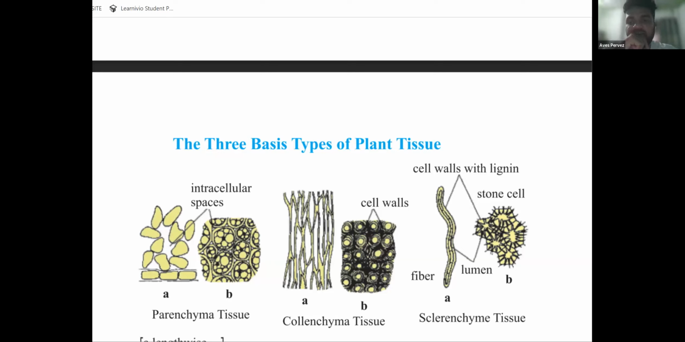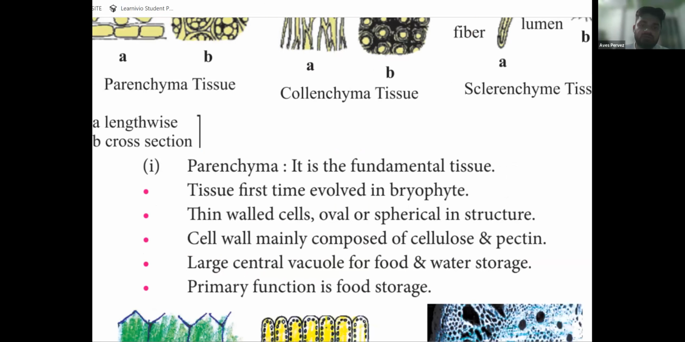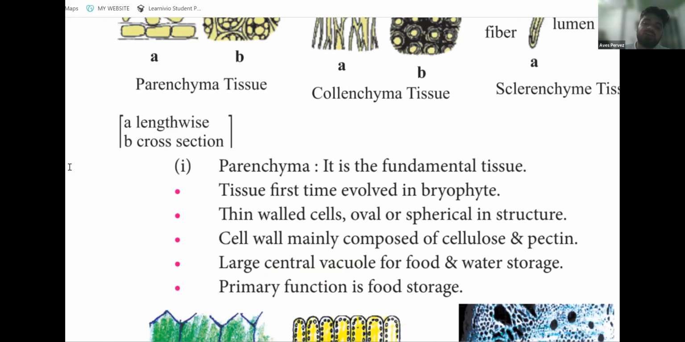Okay. So the parenchyma is a fundamental tissue. It is first found in bryophytes. You don't know about the bryophytes, because you have not studied diversity yet, so let it be. These are very small plants, plantlets, called bryophytes, like the mosses we have. And they have thin walls, and the cells are oval and spherical in structure. The cell wall is mainly made up of cellulose and pectin. These are the important things you need to note down here.